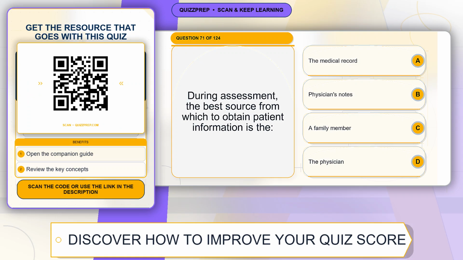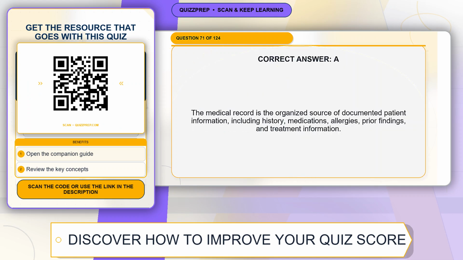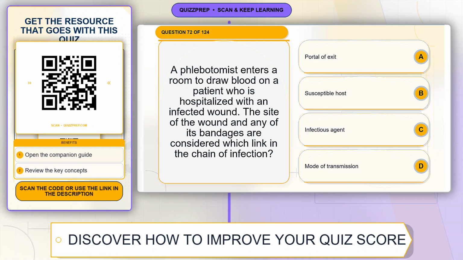Question 71. During assessment, the best source from which to obtain patient information is the: Option A, the medical record. Option B, physician's notes. Option C, a family member. Option D, the physician. The correct answer is option A, the medical record. Explanation. The medical record is the organized source of documented patient information, including history, medications, allergies, prior findings, and treatment information.